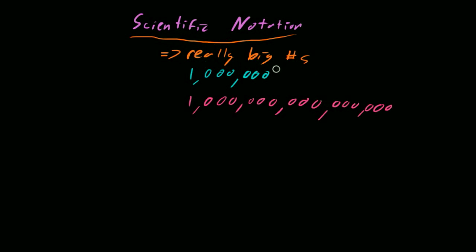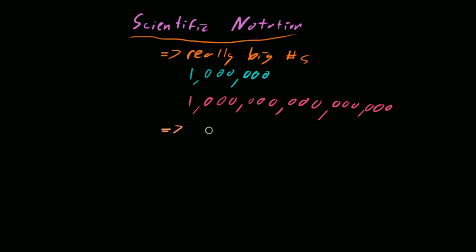And when we're talking in chemistry, we're going to be talking about the number of atoms in a given sample of aluminum, or the number of molecules in a beaker of water, or something like that. So you can imagine that we're going to have some really big numbers. So that's the first thing that scientific notation is really good at.